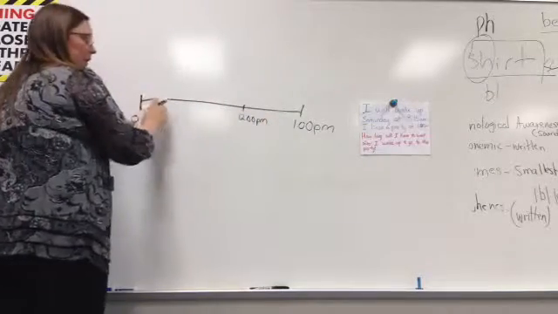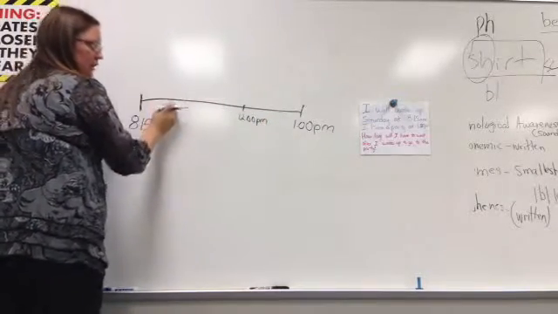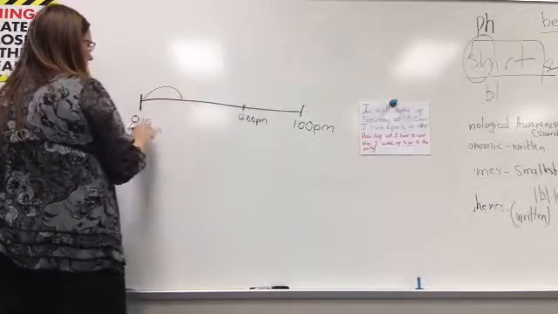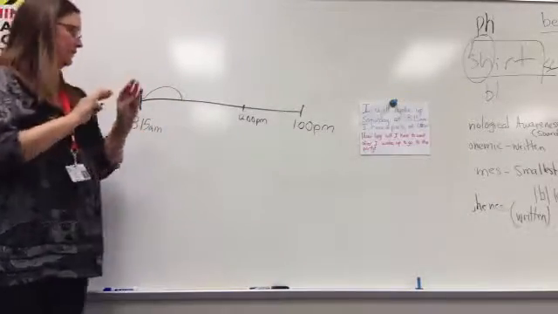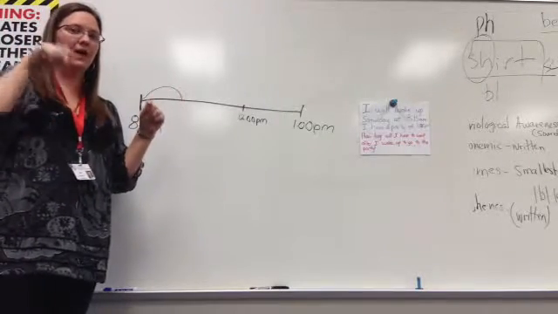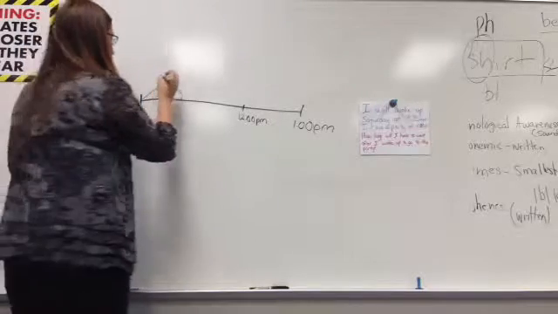The first jump that we're going to make is the one that's going to get us to the round number. So on my number line, I'm going to go from 8:15 to 9 o'clock. That jump is going to be a 45-minute jump.